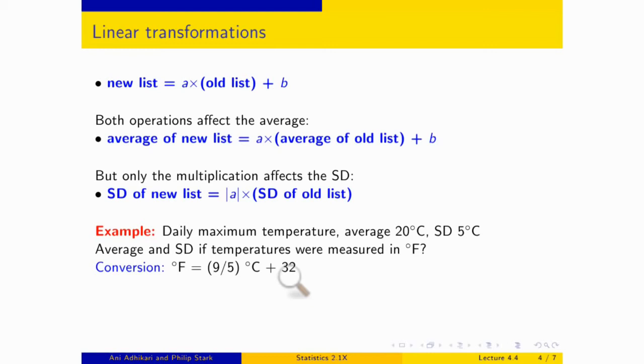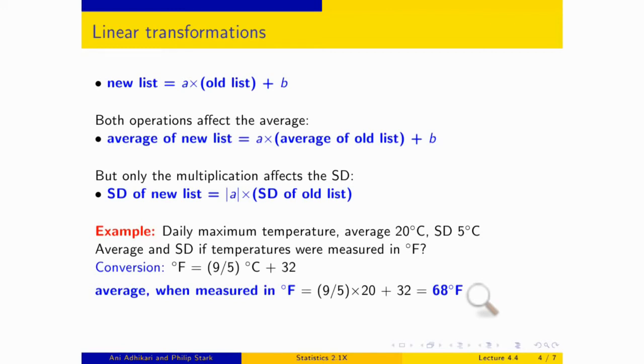And so you do to the average what you did to the list. You take your 20, multiply by 9/5, add 32, which is what you did to the list, and you get your average when measured in degrees Fahrenheit, 68 degrees Fahrenheit, the typical temperature in Berkeley. Lovely.